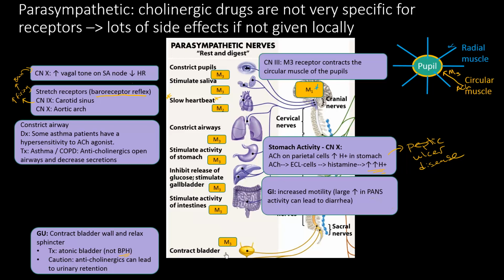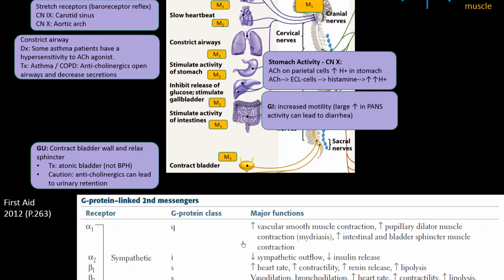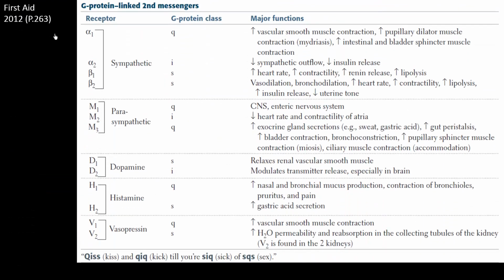So we've just covered a lot of information. And I just want to point you to two references in First Aid that we've essentially gone through. On the 2012 version, page 263, here is a list of all of the G protein linked second messengers, but all of the receptors: the alpha 1, alpha 2, beta 1, and beta 2, and the 3 muscarinic. It gives you the G protein class, and then it goes through these major functions. And that's essentially what we've done in this lecture.